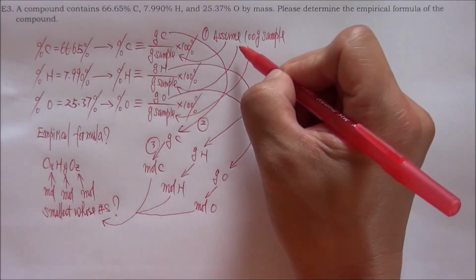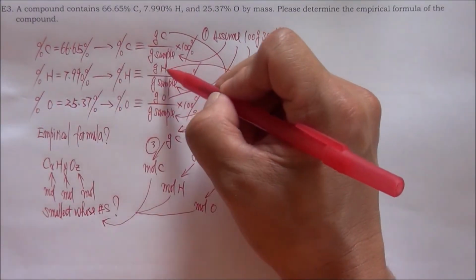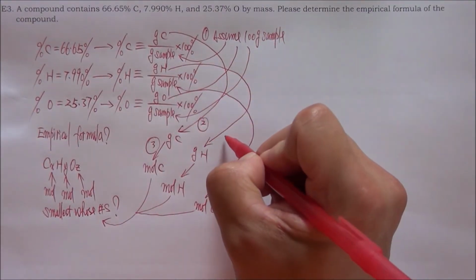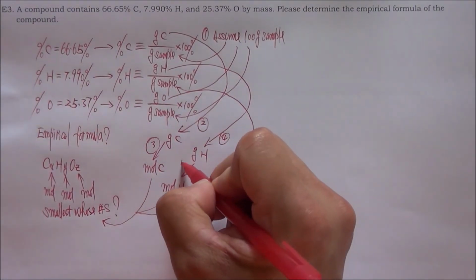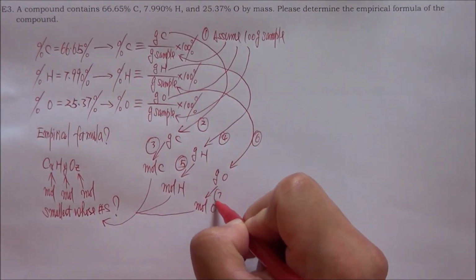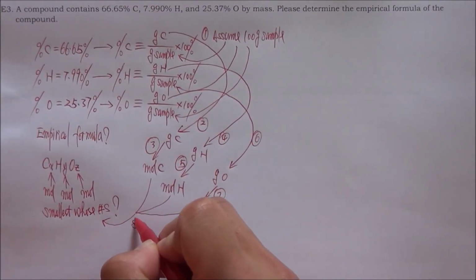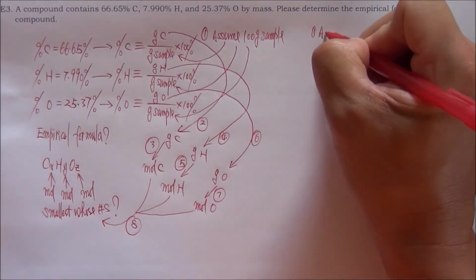We go back to the beginning. We put the number here, and then this will be our next calculation. It will be our step 4, step 5, step 6, step 7, and step 8. Now let me show you the details of all steps.